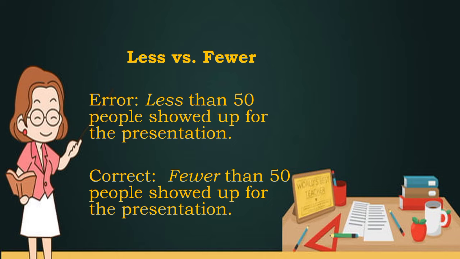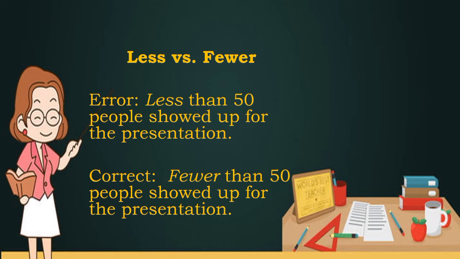For the fifth grammatical error, we have less versus fewer. We must use less for things that can't be counted. We must also use less with numbers when they are a single or total unit that measures distance or amount of time. While fewer, we must use for numbered, countable things. For example, less than 50 people showed up for the presentation. So it is incorrect because people here shows that it is countable. So the correct construction of the sentence is fewer than 50 people showed up for the presentation.